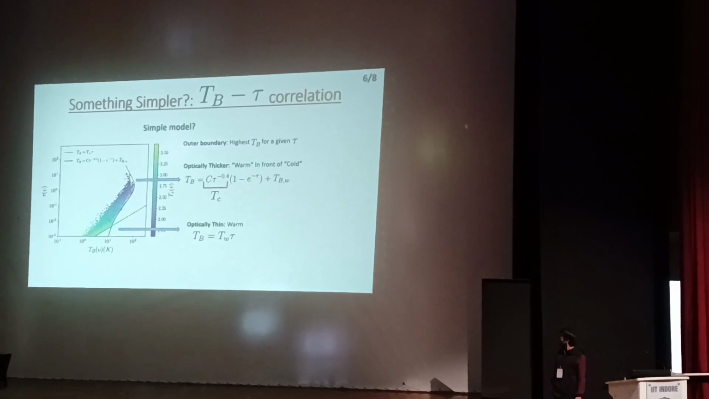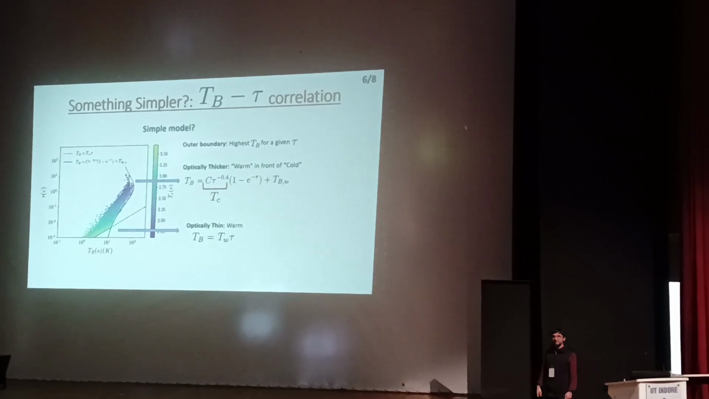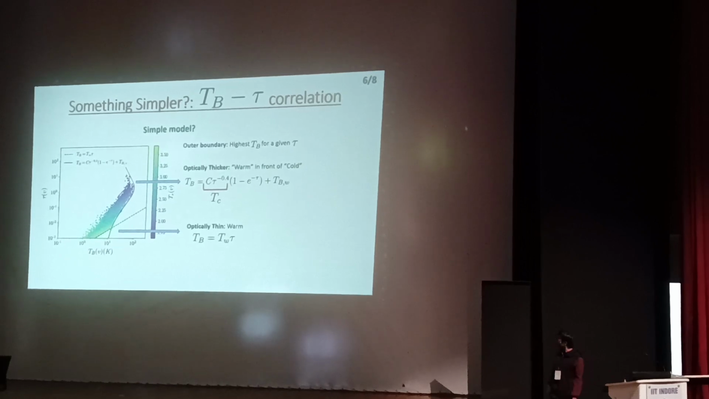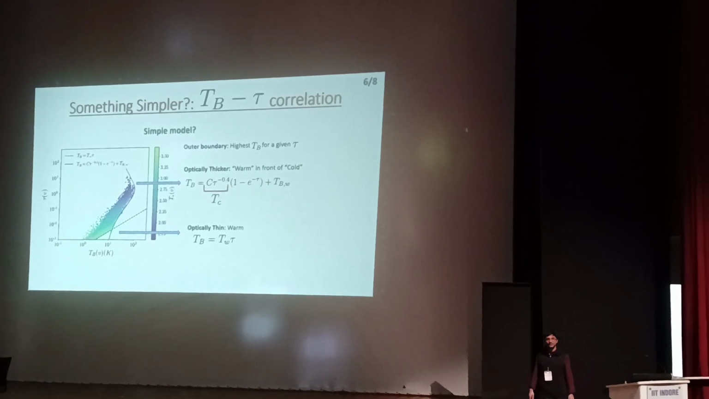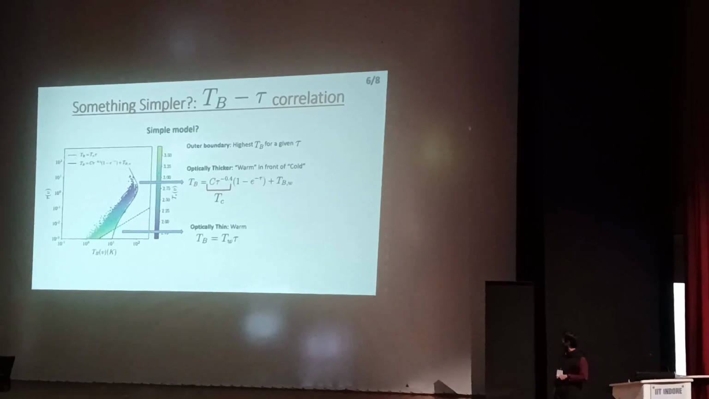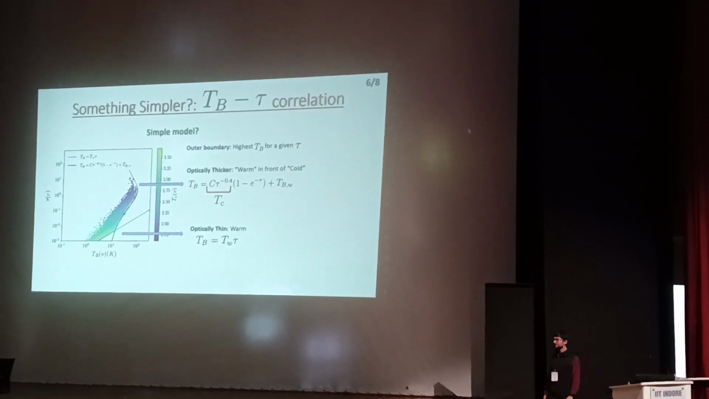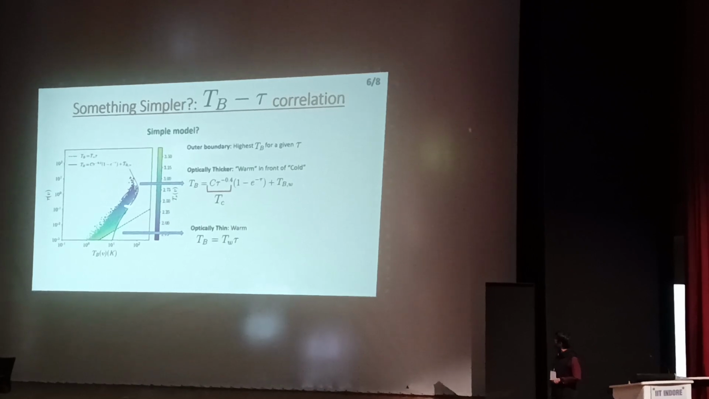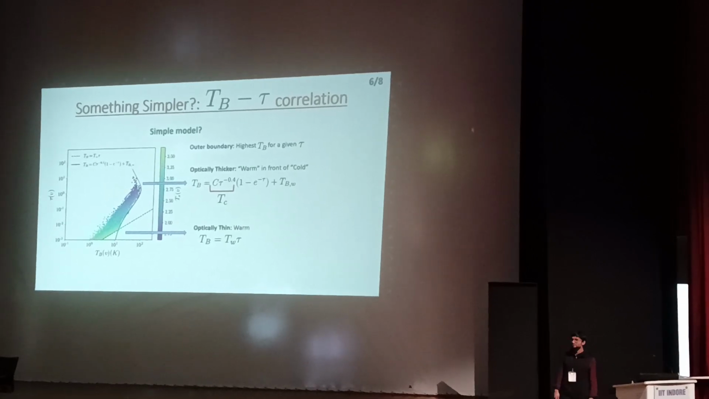Now, can we find a simple model for it that can give us some estimation of the physical properties of the interstellar medium? And one model that I came up with is this. At the very low optical depth region, we expect mostly the warm gas to contribute, and we get this kind of an equation for brightness temperature, where TW is the parametric warm component temperature. And if we go to higher optical depths, we expect the cold components to come in.